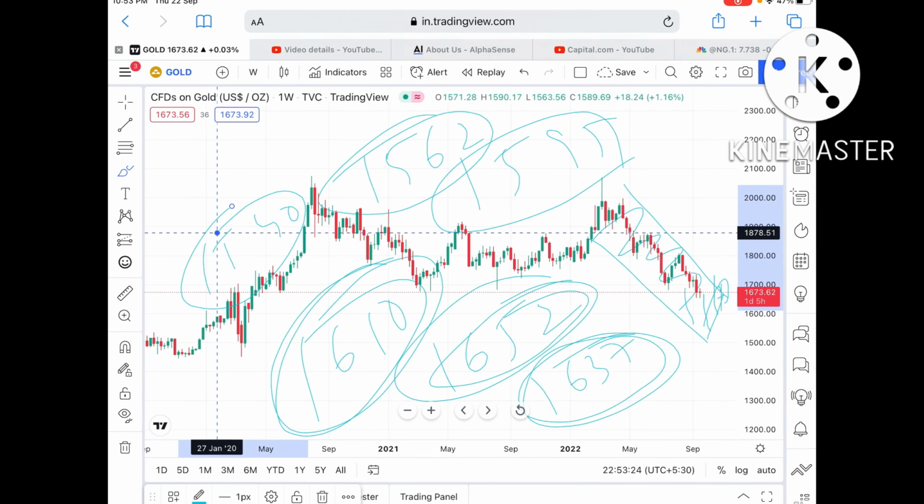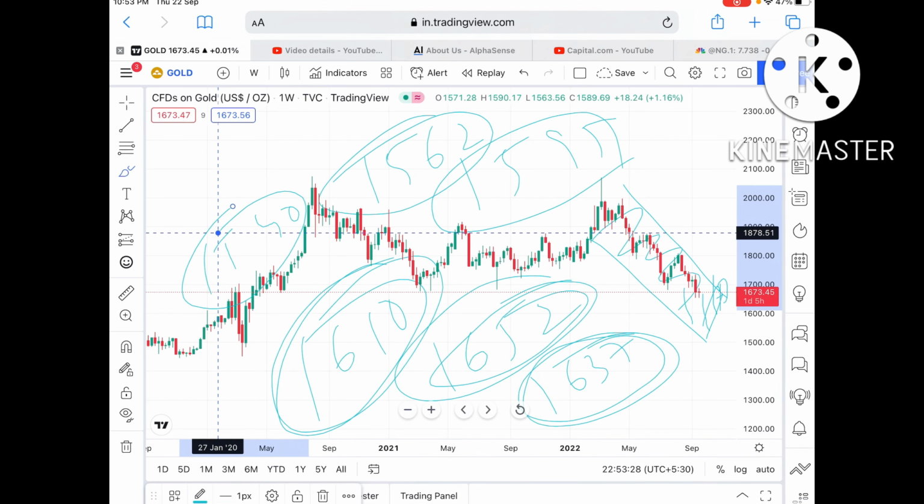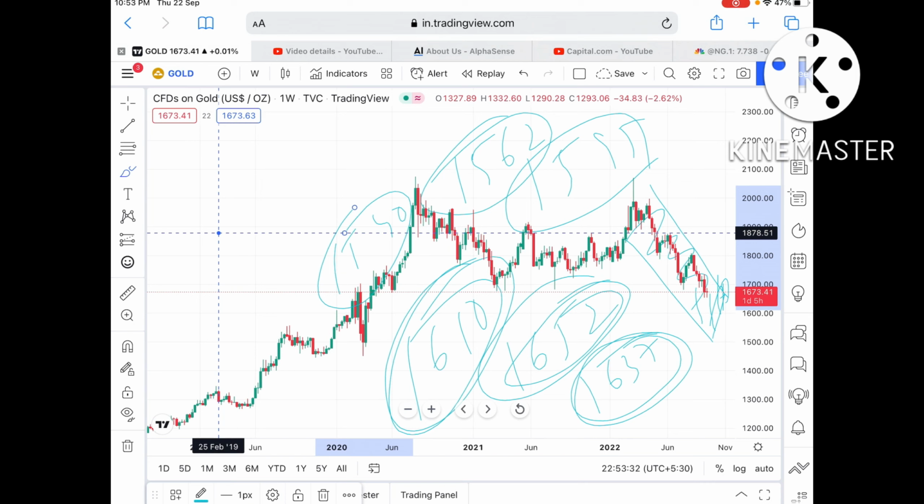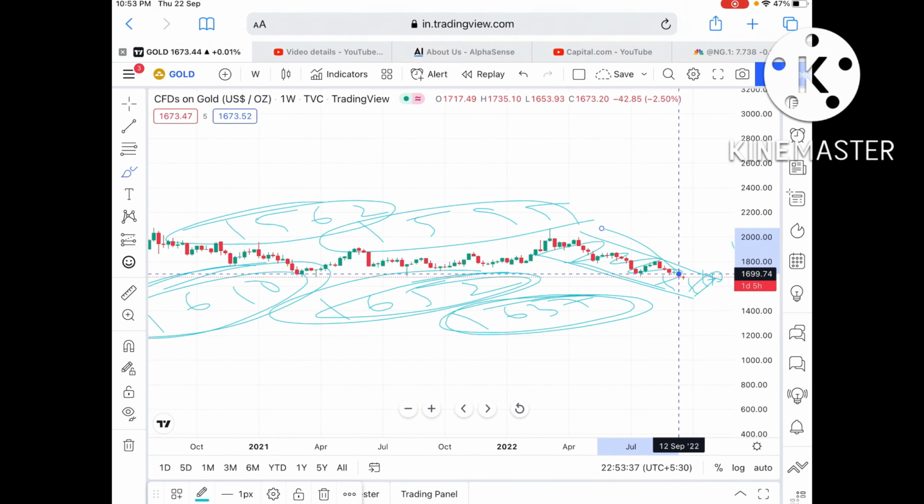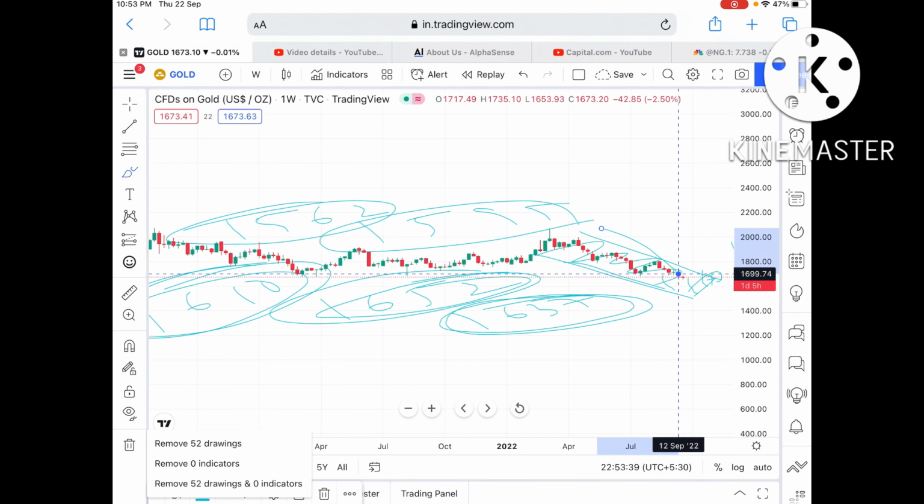You have to keep this in mind and understand something. Whatever I'm teaching you is for educational purposes, and consult your advisor before you invest or trade. Now, as you know there is a continuous downfall, so the probability of moving further down is very high.